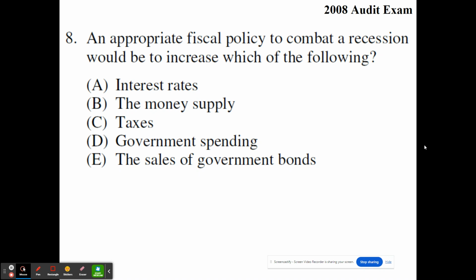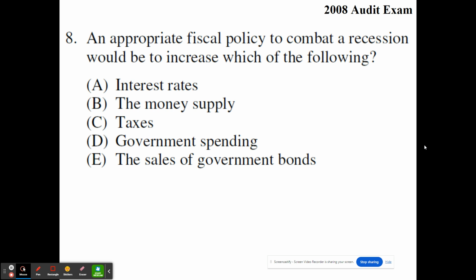A lot of these practice problems I use to just go with the old graph approach, draw it out, and it should solve our problem. An appropriate fiscal policy to combat a recession would be to increase which of the following? I'm going to pause it. Well, you guys can pause it right here and ponder.